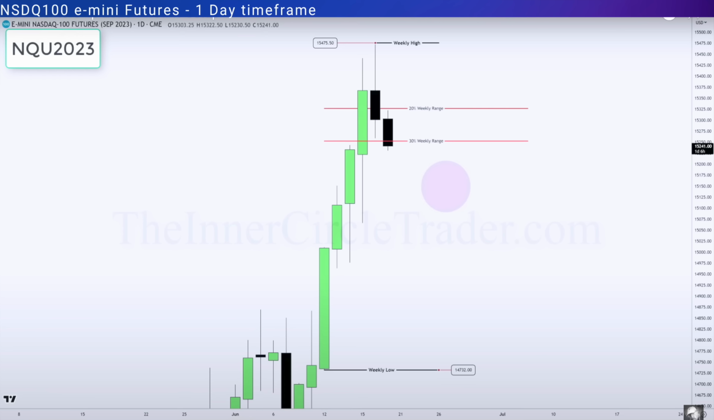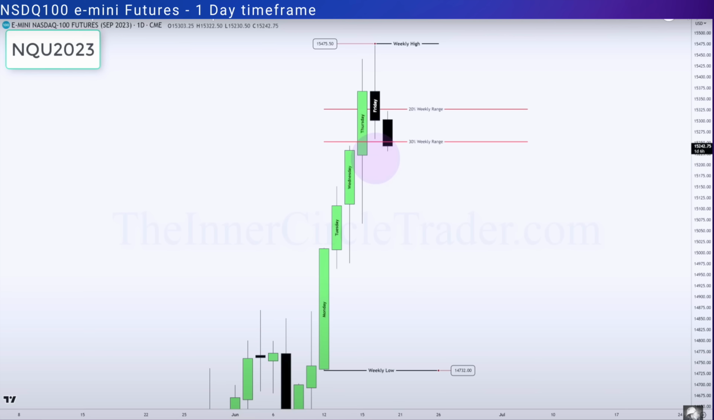Okay, let's go now to the Nasdaq 100 mini futures and let's look at the 1-day time frame. We still keep our notes from the 1 month and the 1 week time frame, so we can see here the weekly high, the 20% weekly range and the 30% weekly range, and also the weekly low.